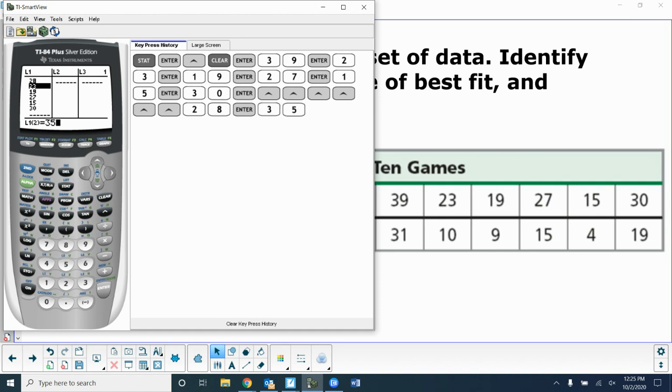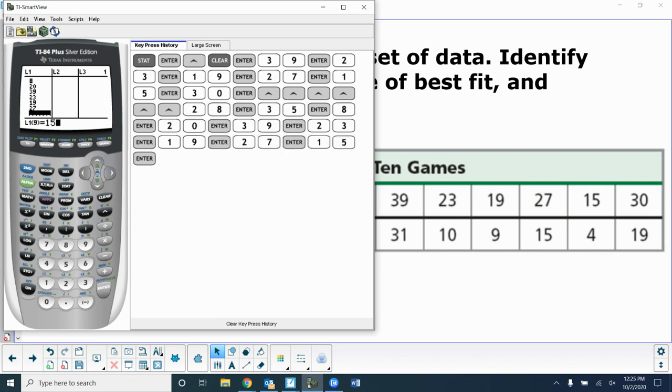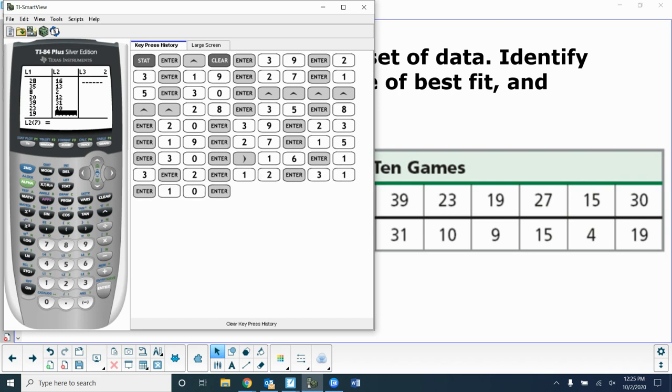28, 35, 8, 20, 39, 23, 19, 27, as long as you remember. 15, 30. Okay, he doesn't need help. All right, now just hit the right arrow key and that gets you to the next list. Go ahead, Hunter. 16, 13, 2, 12, 31, 10, 9, 15, 4, 19. Thank you.